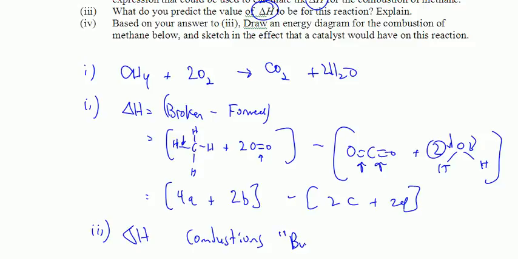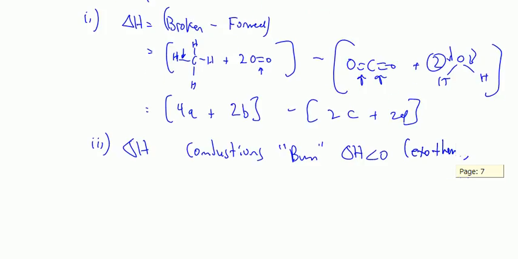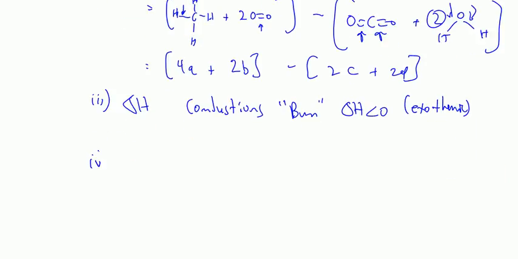Also see the word burning. Burning always produces heat, releases heat, so delta H is less than 0. Exothermic. Based on your answer, draw an energy diagram for this combustion and sketch in the effect of the catalyst.